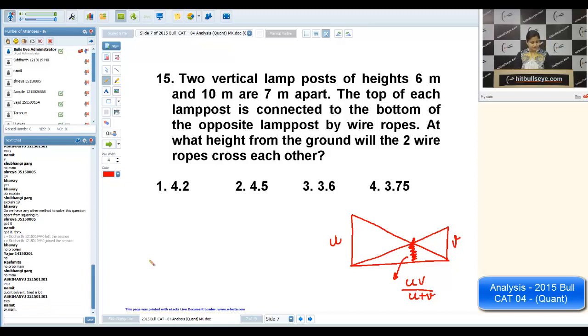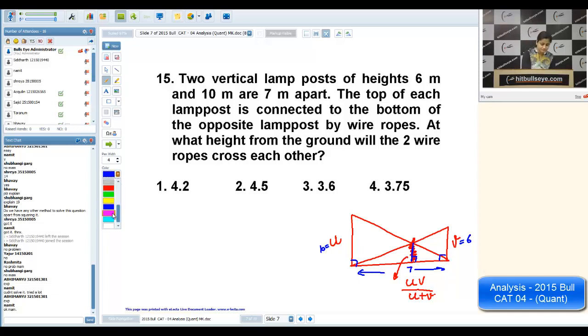Okay, Abhimanyu, let us see. Two vertical lampposts of height 6 and 10 are 7 meters apart. The top of each lamppost is connected to the bottom of the opposite lamppost by wire ropes. At what height from the ground will the two wire ropes cross each other? I'm drawing a perpendicular here.